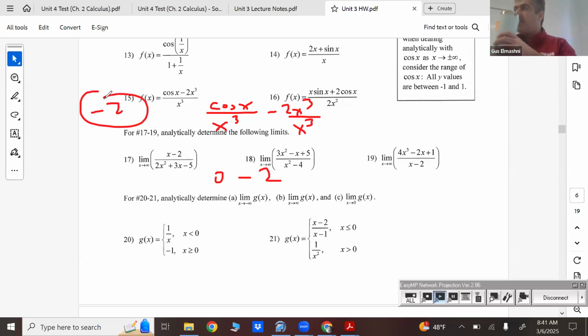So I understand why it's 0, but is there not a way to show it analytically? I did. That's the best I could do, to break it off like this. Okay, it's 0. Yep.